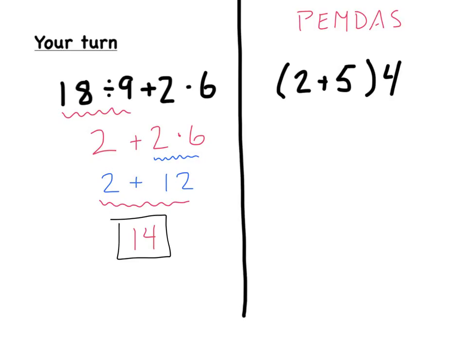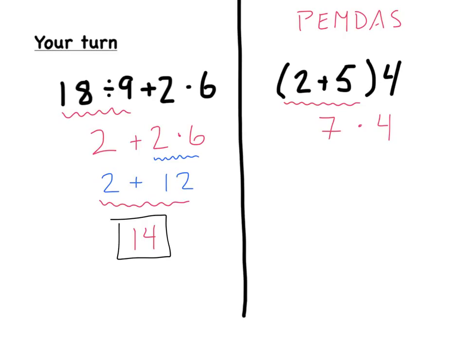On the second example, we do have some parentheses. So we have 2 plus 5 inside the parentheses. So we add those together first, which is equal to 7. And then we have this 7, basically, if there's a 4 next to the parentheses, this means that it's being multiplied. So this means 7 times 4.